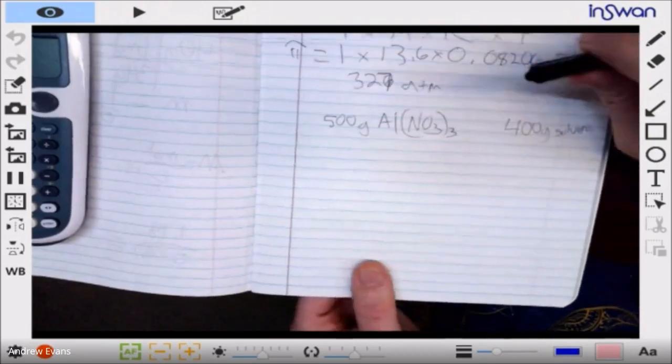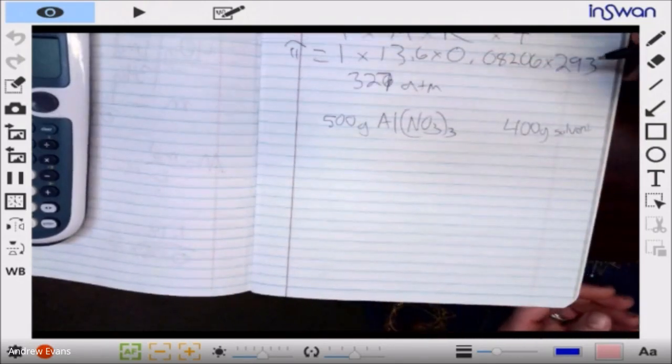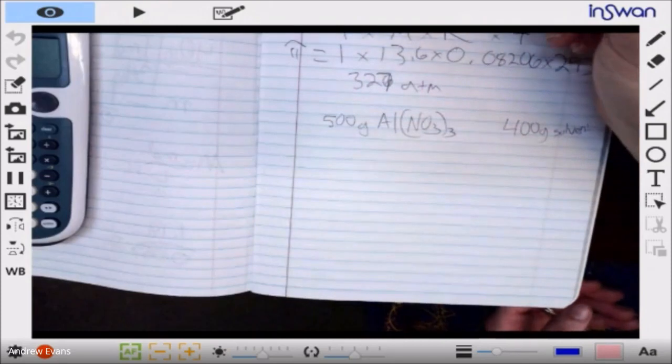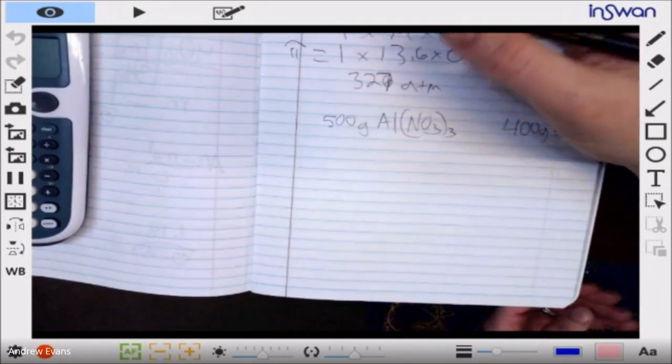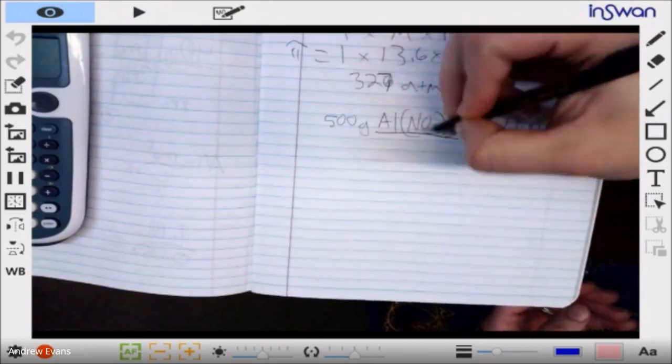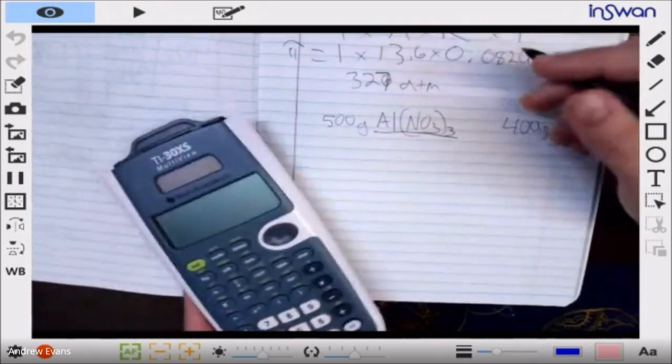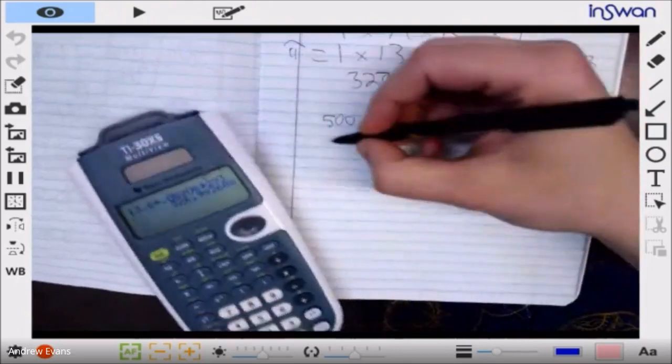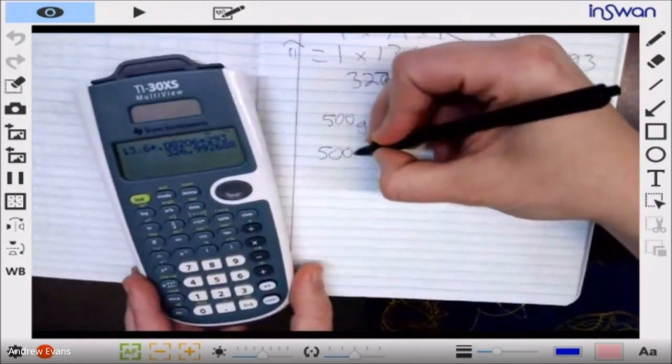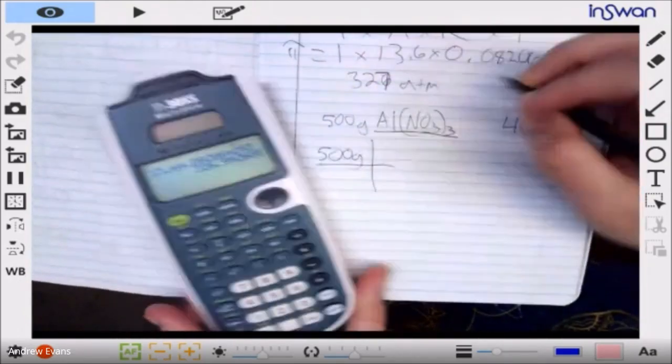So looking at that 500 grams, we can do this part just fine. We can do the molality because molality doesn't depend on the properties of the solvent. We have 500 grams of aluminum nitrate, so we're going to have to calculate the moles of aluminum nitrate.